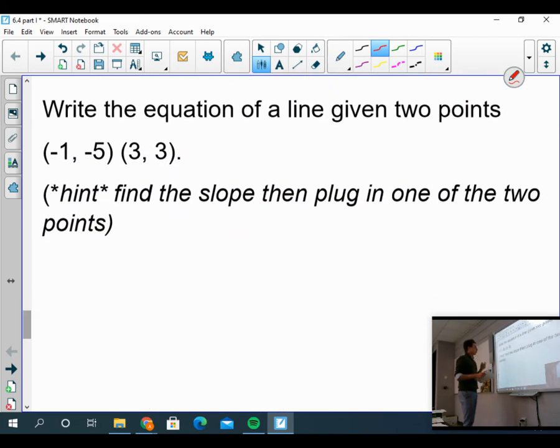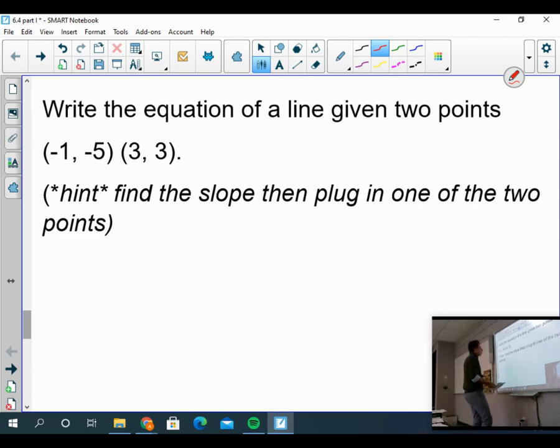Now what we want to do is we want to try to write the equation of a line given 2 points. Again, what you're learning all in Chapter 6 is how to write the equations of lines given certain circumstances. What if you have the intercepts? Standard form. What if you have a slope and an intercept? Slope-intercept form. Point and a slope, point-slope form. Now what do we do if we just have two coordinate points?